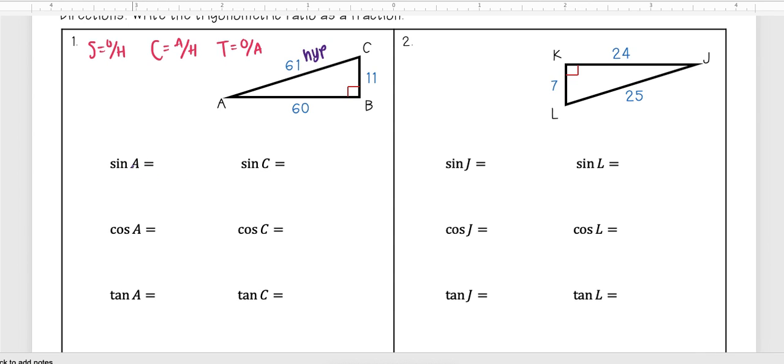So I know with sine of A, that's my SO here, so it's opposite over hypotenuse. So I want to go to angle A, and I want to find my opposite side. So I want to draw an arrow, and I see that the side opposite of angle A is 11. And then I already labeled my hypotenuse as 61.